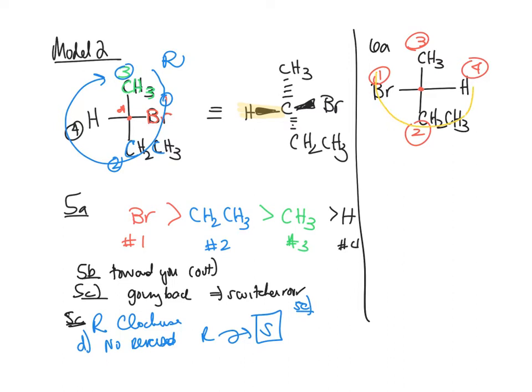We're going to connect 1, 2, 3. We're turning the steering wheel to the left. Okay, so that's S, but hydrogen is on the wedge, which needs to be the lowest priority, needs to be in the back, so S gets switched to R. So what's the absolute configuration here? R. Okay.